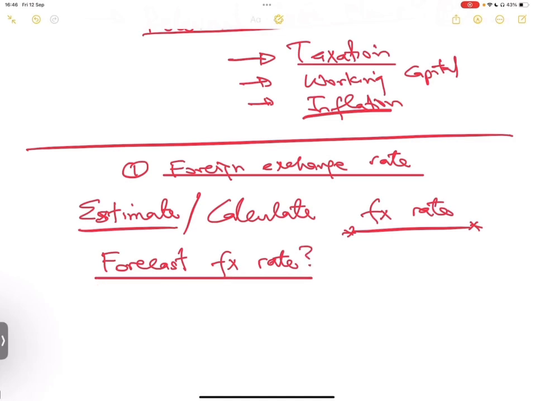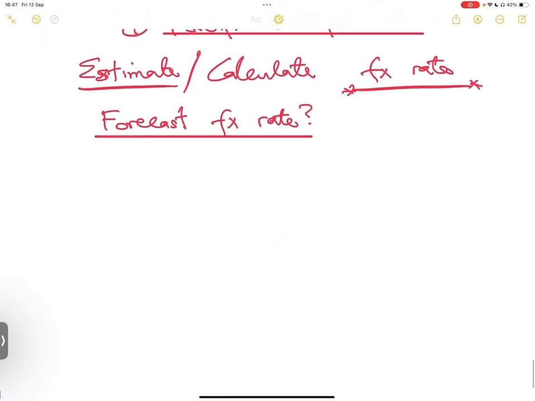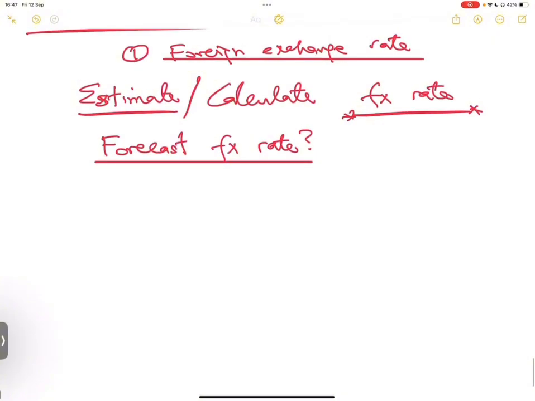Any idea? Because you always need it in your NPV calculations for foreign cash flows. You've forgotten totally. Goodness. Okay, let me remind you.